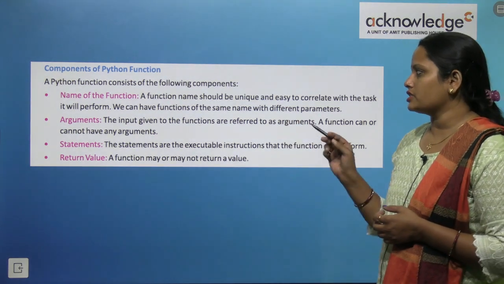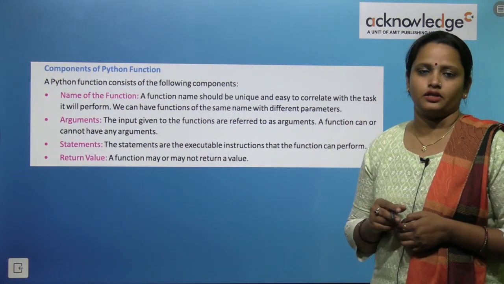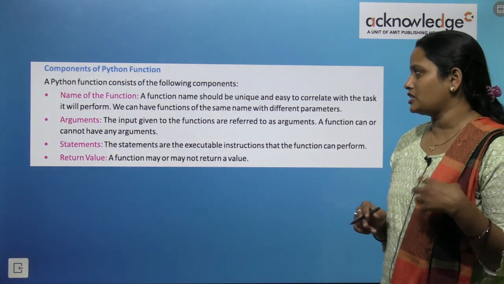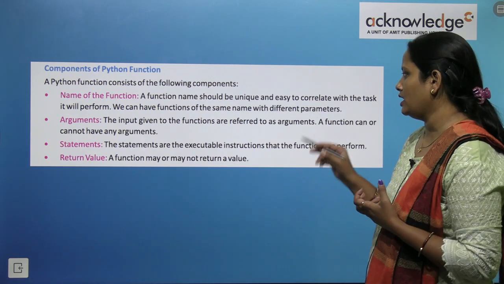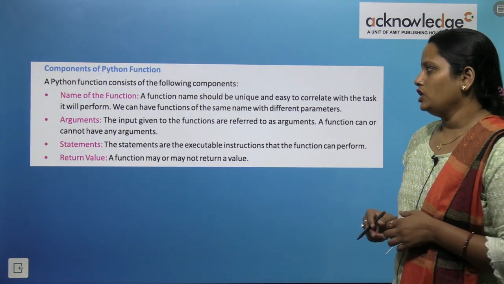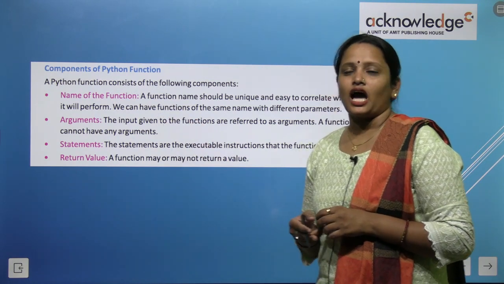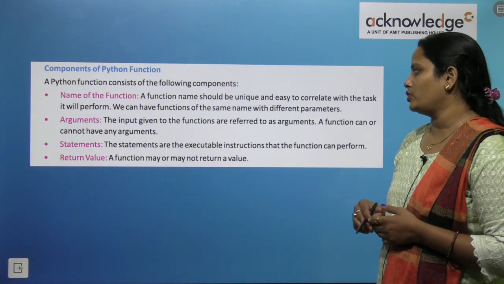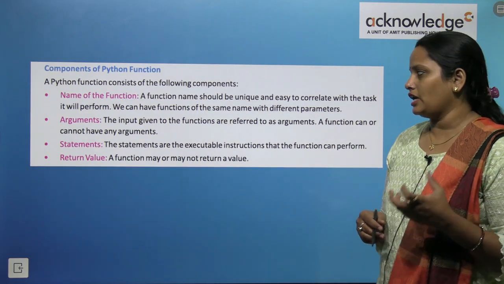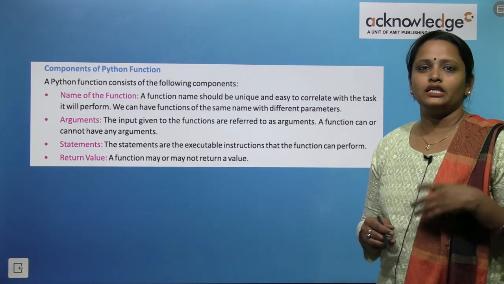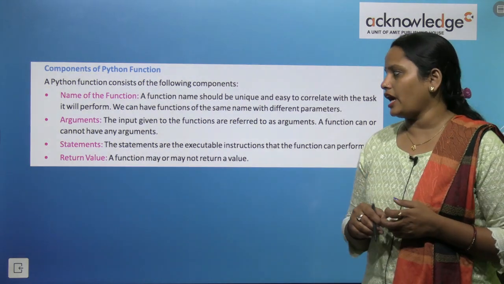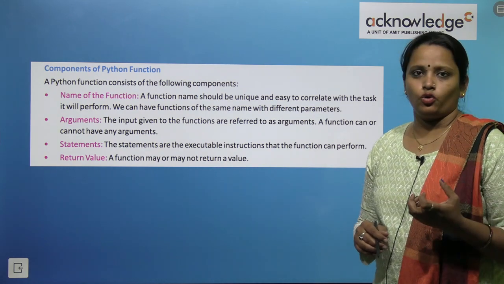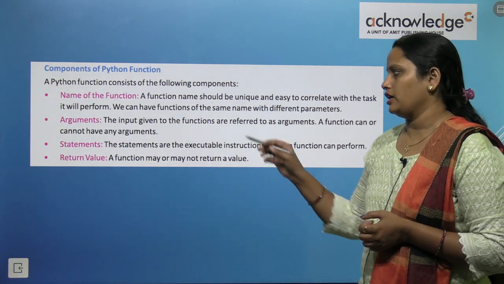We can have functions of the same name with different parameters. So we can keep many functions with the same name in which different parameters are used. Next is arguments. The input given to the functions is referred to as arguments. So whatever input we give to a function is called an argument. A function can or cannot have any argument. So a function may or may not have an argument.